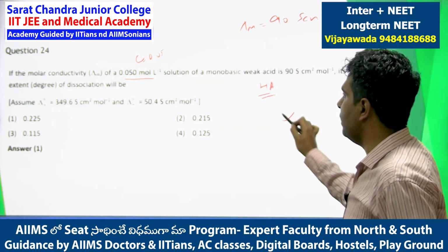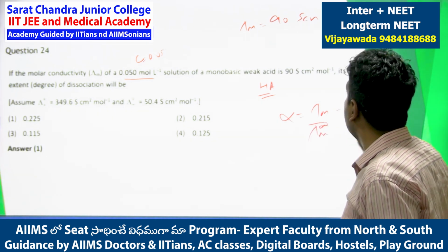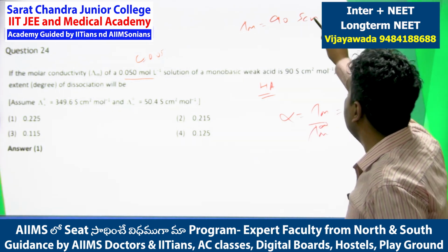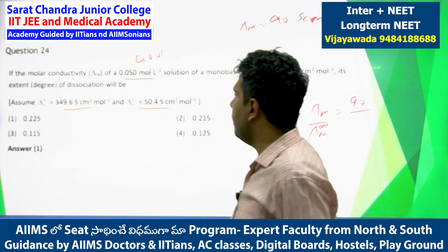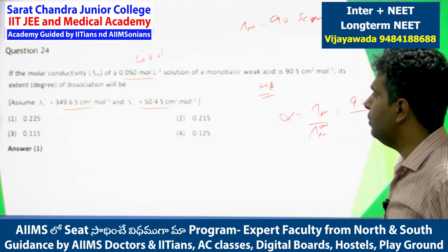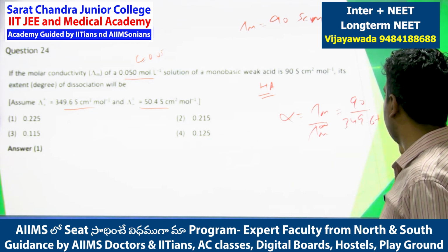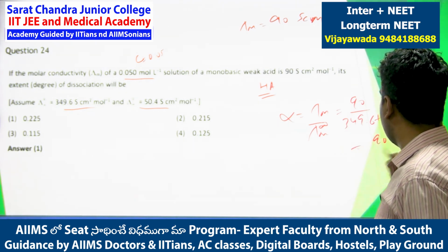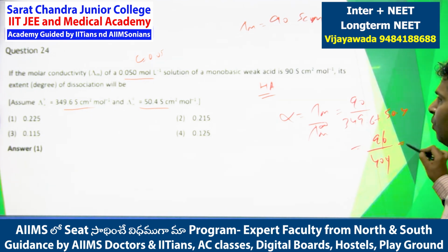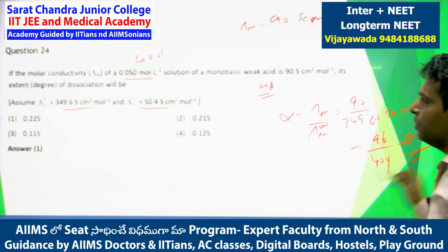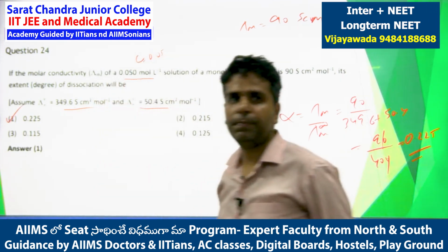Now degree of dissociation, extent of dissociation is molar conductivity by molar conductivity at infinite dilution. So molar conductivity is given in Siemens centimeter square mole inverse, and for infinite dilution, these values are given in the question. We have to use this. So 349.6 plus 50.4, so this will be 400. 90 by 400, 9 by 40, that will be 0.225. So answer will be first option. Degree of dissociation is 0.225.